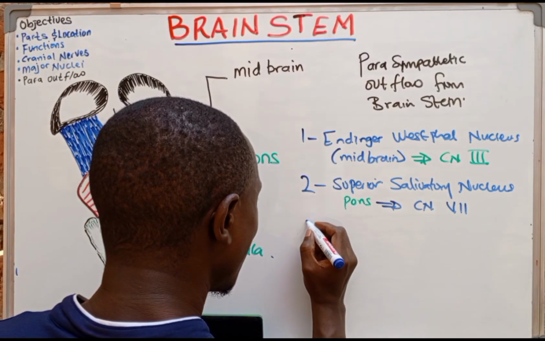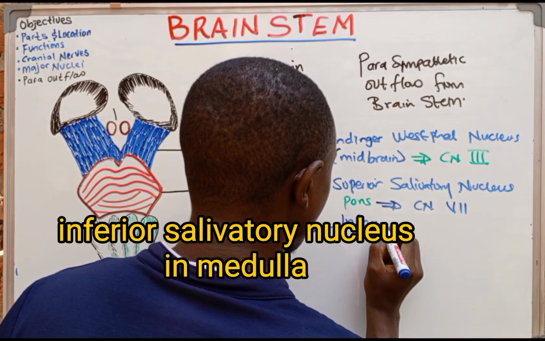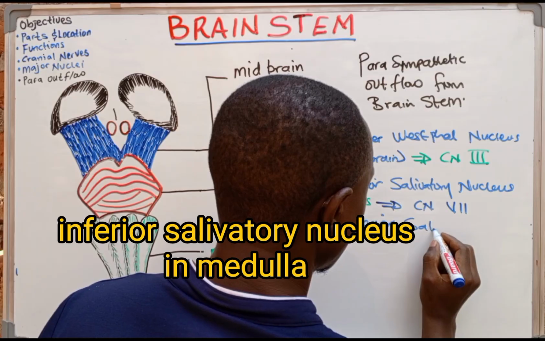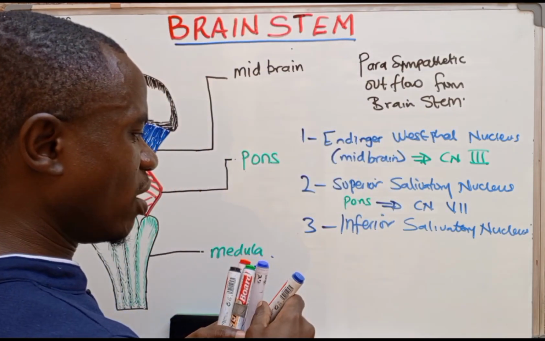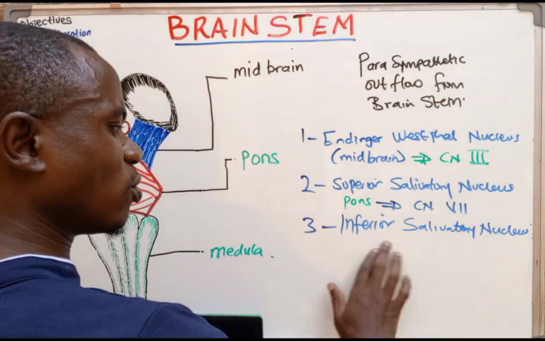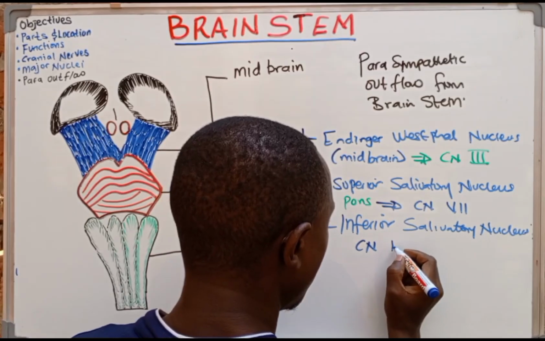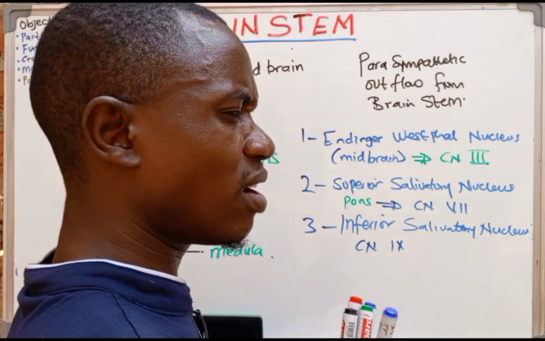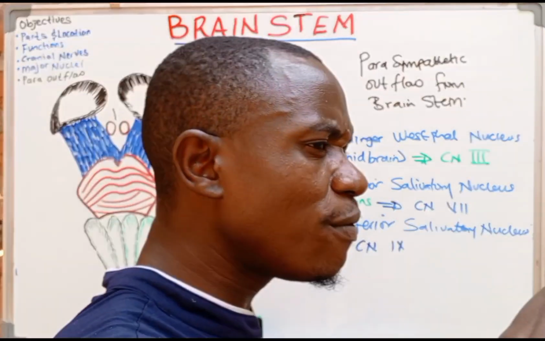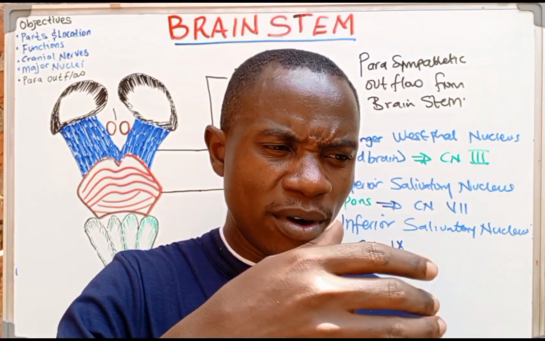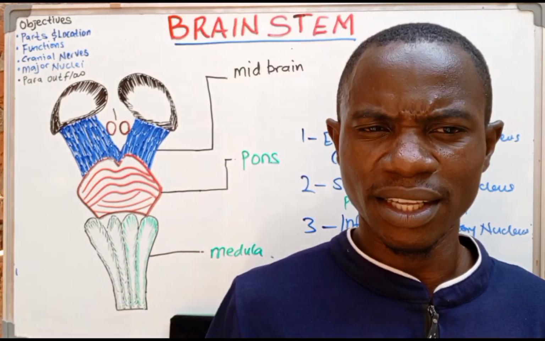Okay, and then another third nucleus which is very important in the brainstem is what we call the inferior salivatory nucleus. And of course the parasympathetic fibers which are going to be leaving this nucleus are going to be moving with cranial nerve number 9, which is our glossopharyngeal nerve. The pre-fibers are going to be moving and then they terminate in what we call the otic ganglion.